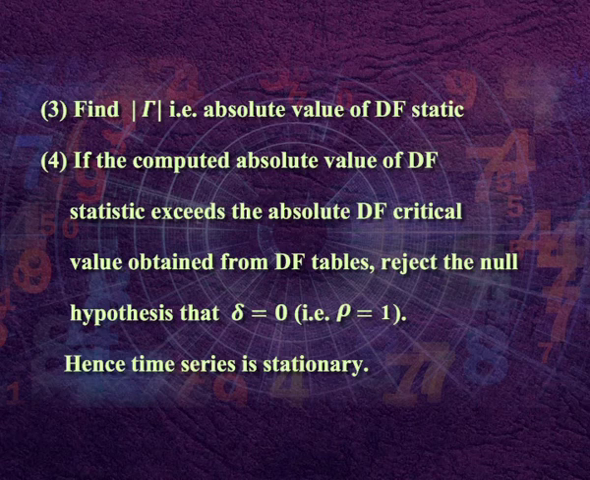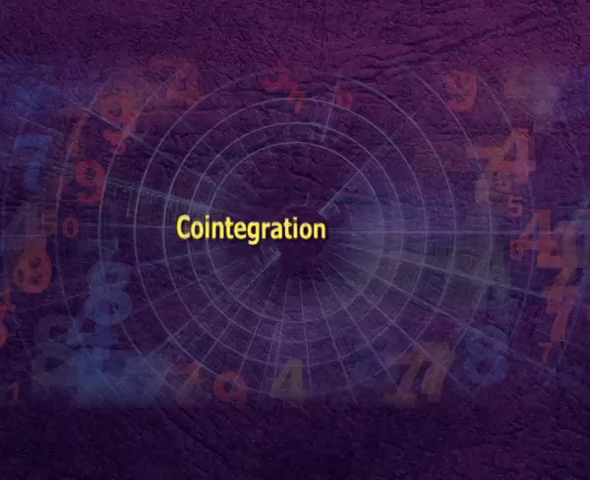Number 4. If the computed absolute value of the DF statistic exceeds the absolute DF critical value obtained from DF tables, reject the null hypothesis that delta equal to 0, that means rho equal to 1, hence the time series is stationary. Number 5. If the value so obtained does not exceed the tabulated value, we do not reject the null hypothesis, hence the time series is non-stationary. Note that this test is also further revised as the augmented DF test.